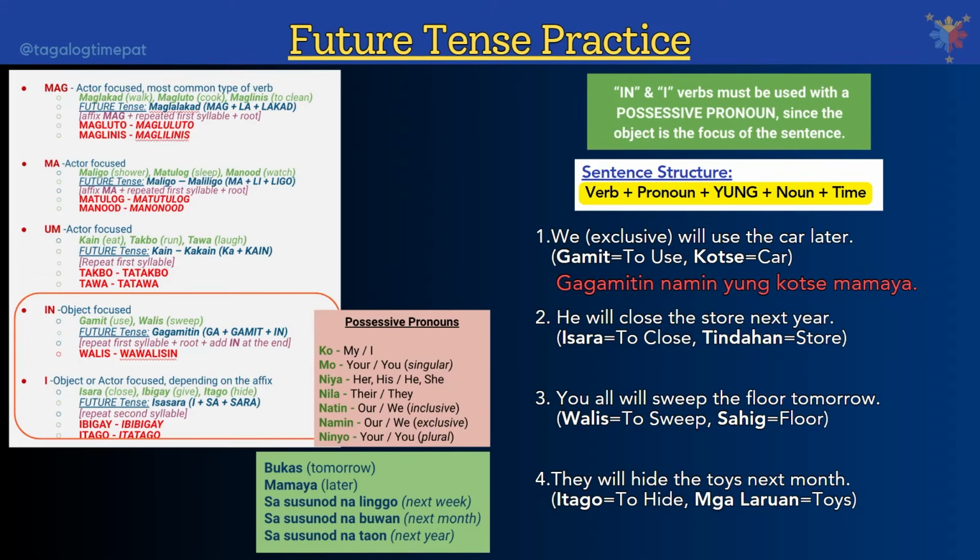Alrighty, let's go ahead and do number 2. He will close the store next week. Isara means to close. Tindahan means store. Isasara niya yung tindahan sa susunod na taon. He will close the store next week.